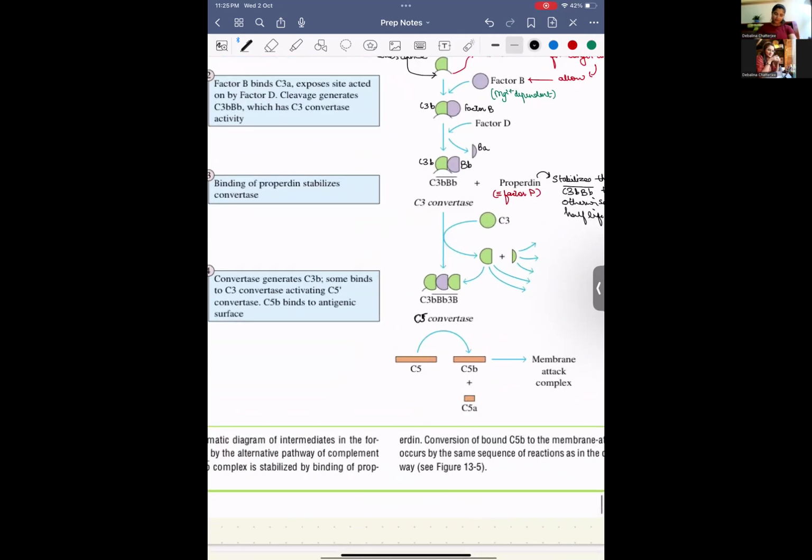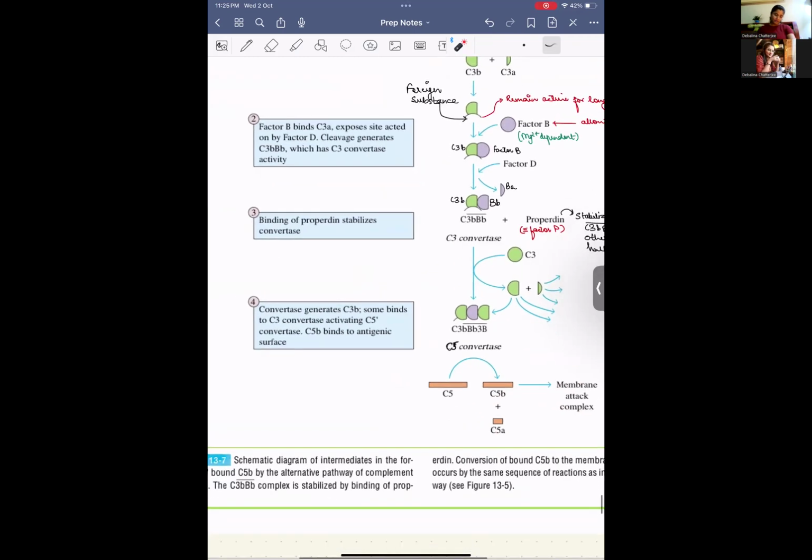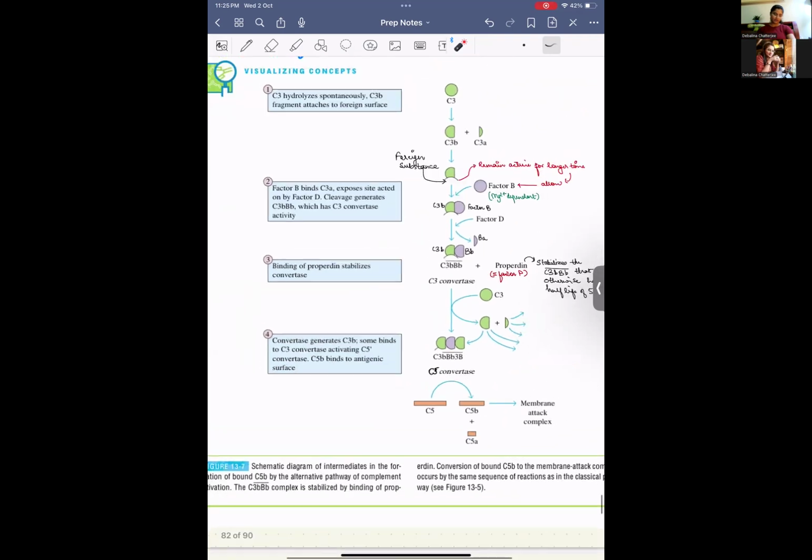Okay, so now the C5 convertase, as the name suggests, cleaves C5 into C5b and C5a and forms the membrane attack complex. So binding of properdin stabilizes the C3 convertase and the convertase generates C3b. Some binds to the C3 convertase to form the C5 convertase, and C5 binds to antigenic surfaces.